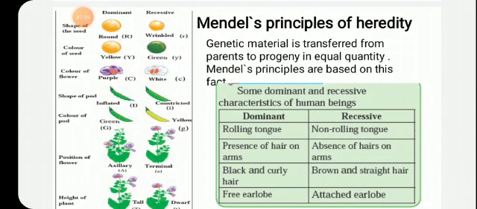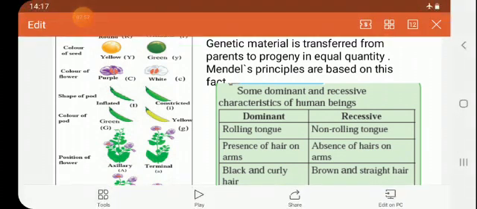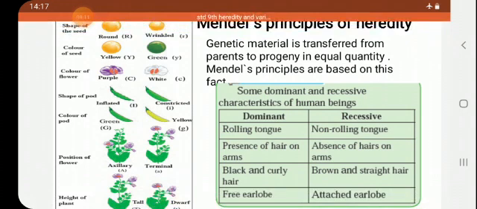Genetic material is transferred from parents to progeny. You know it. But if both the parents make an equal contribution to the inheritance of characteristics, which characteristics will appear in the progeny? Really, it is a question in front of us. If both are passing in equal quantity, which character will be seen in the progeny, that is, in the offspring? So that was studied in detail by the scientist Mendel.